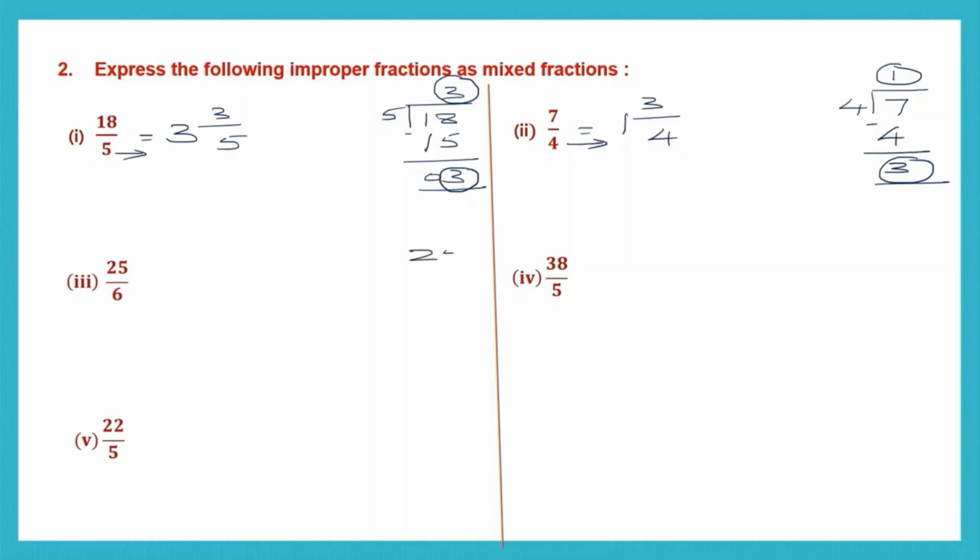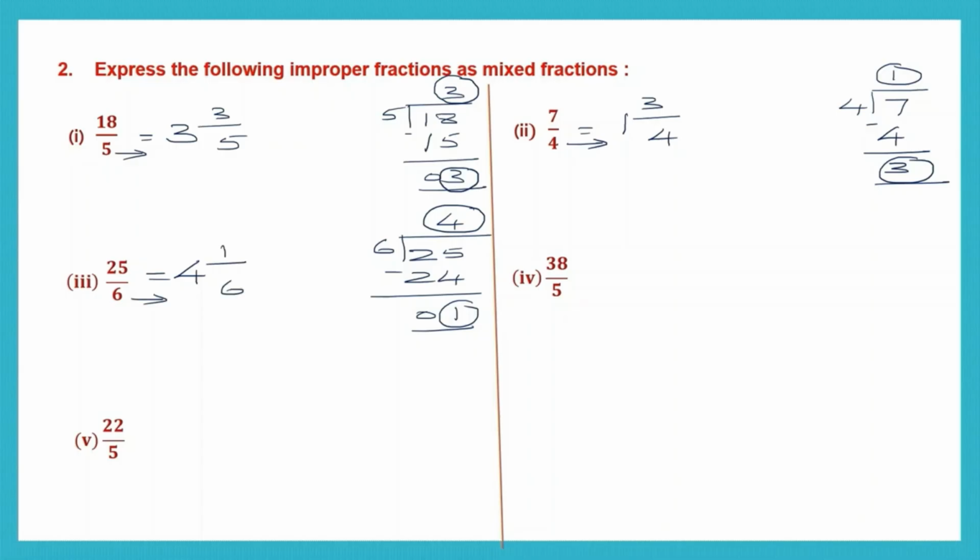Question 3, 25 by 6. So let's divide 25 by 6. 6 fours are 24. Minus, 5 minus 4 is 1. So now our quotient, this is our quotient. Quotient is becoming the natural number. Now the remainder is going to become the numerator. Denominator, as I said, is the same. So 4, 1 by 6.